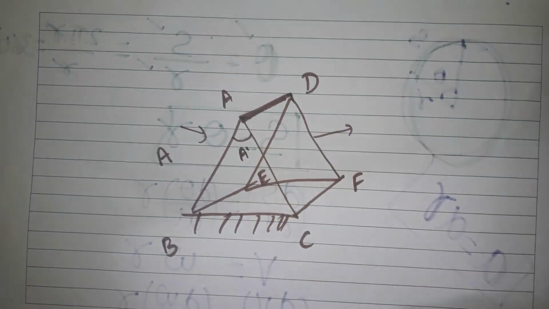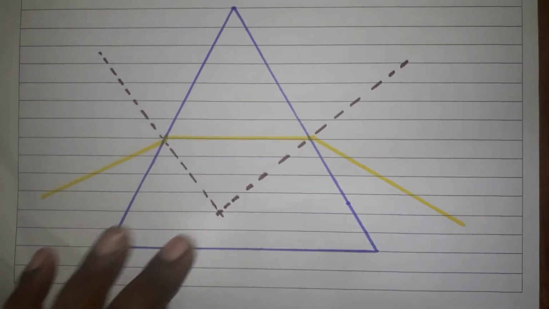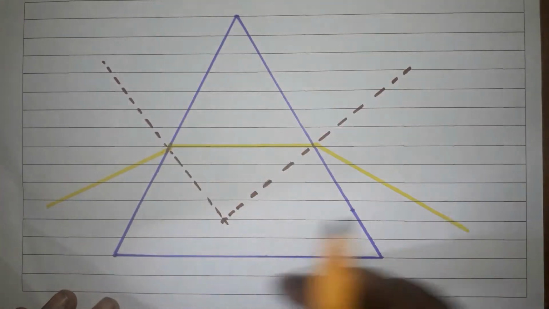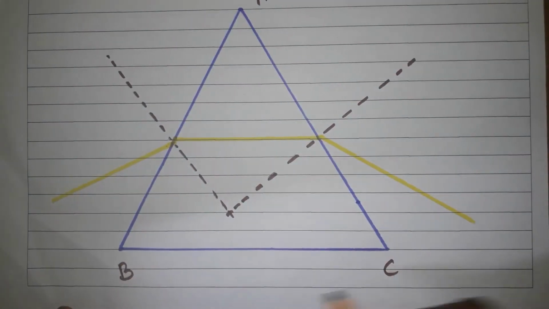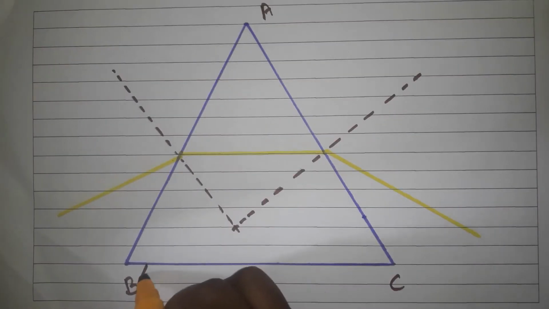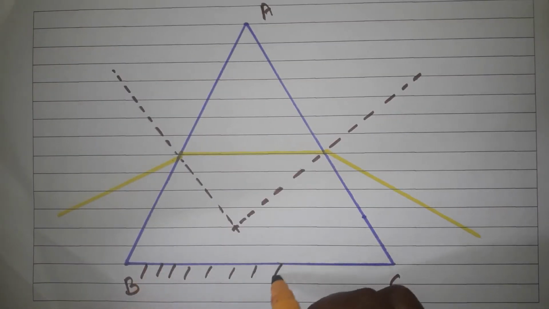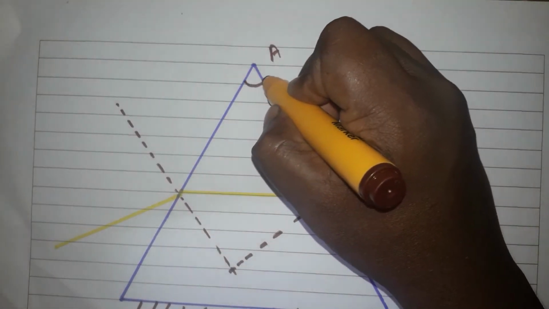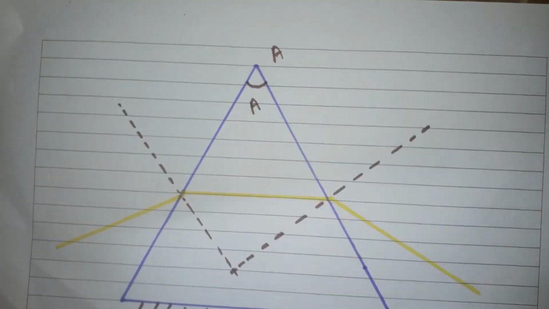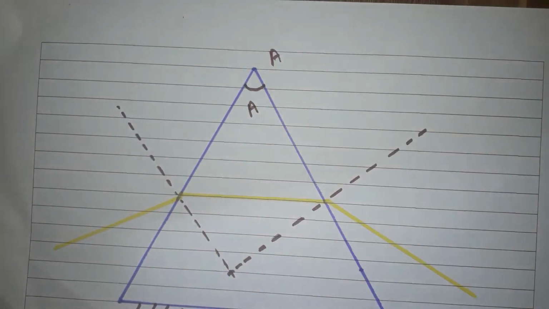Instead of drawing a 3-dimensional view prism, you can use a 2-dimensional view prism. This is A, B, C. BC we can take as the base of the prism. And this angle, angle A, we can call the angle of the prism.